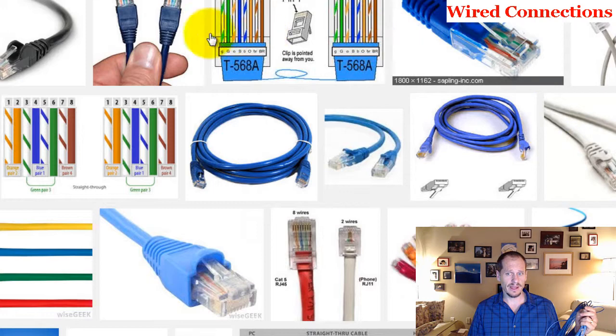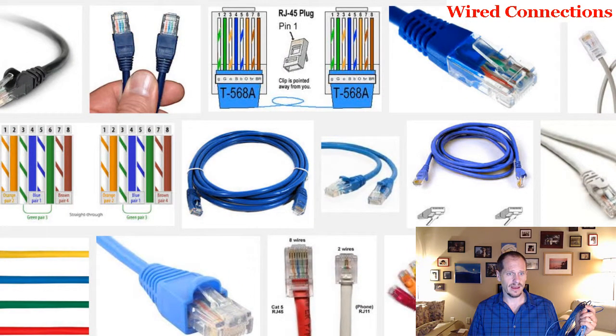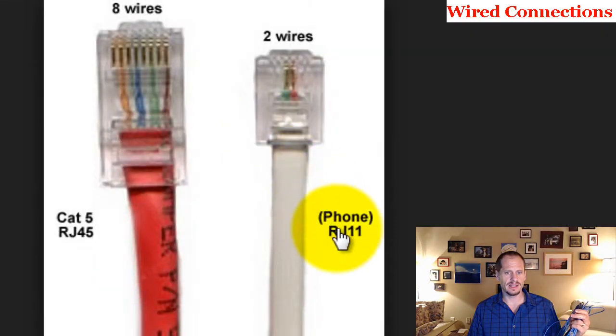And this little thing on the end here looks sort of like the thing on a phone jack, except it's a little bit bigger than the plastic plug that you find on a phone jack. This one's actually called an RJ45. You see it right there, RJ45 plug. Whereas on a phone jack, I think it's RJ11. There it is, RJ11 versus RJ45.